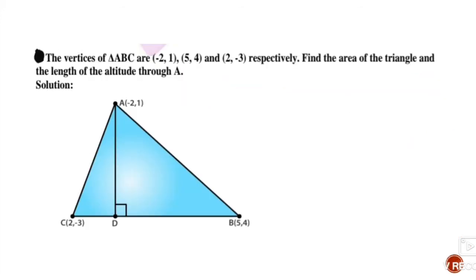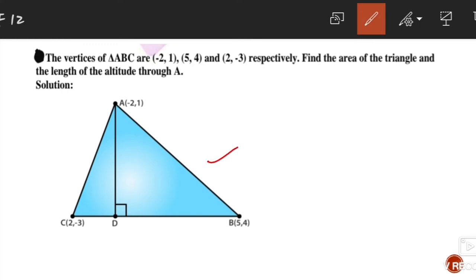Now the next example. The vertices of triangle ABC are (-2, 1), (5, 4) and (2, -3) respectively. This is the diagram given. Find the area of the triangle and the length of the altitude through the point A. This AD is the altitude. You have to find the length of this altitude. As you can see, this D is not a midpoint, so you cannot find the coordinates of D by the midpoint formula.